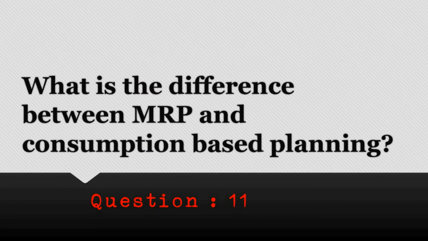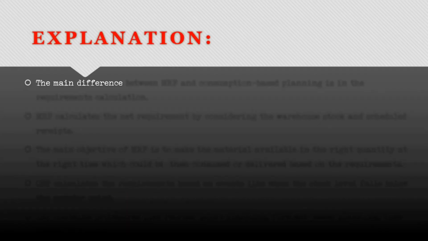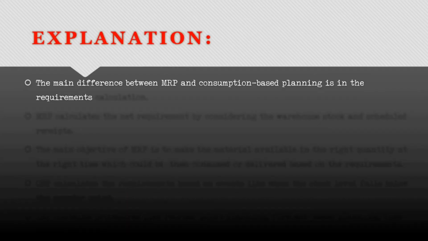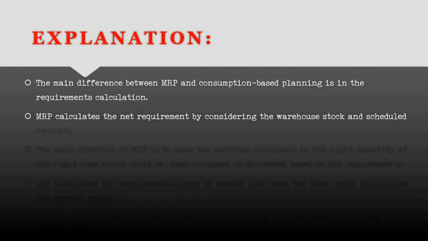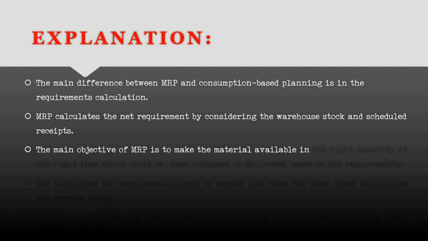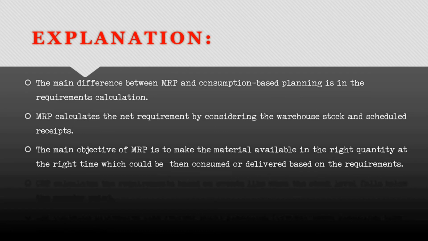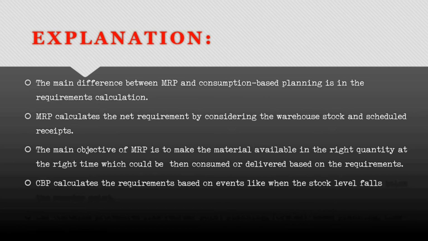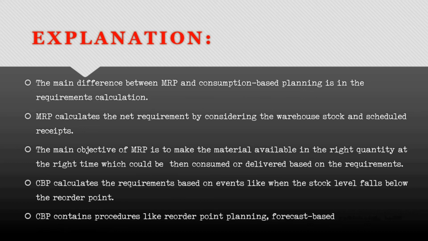What is the difference between MRP and consumption-based planning? The main difference between MRP and consumption-based planning is in the requirements calculation. MRP calculates the net requirement by considering the warehouse stock and scheduled receipts. The main objective of MRP is to make the material available in the right quantity at the right time, which could then be consumed or delivered based on the requirements. CBP calculates the requirements based on events like when the stock level falls below the reorder point. CBP contains procedures like reorder point planning, forecast-based planning, and time-phased planning.